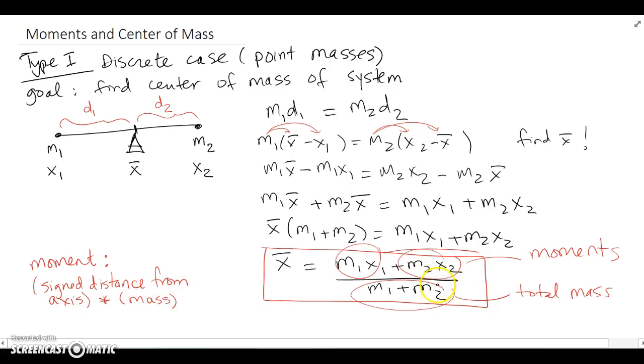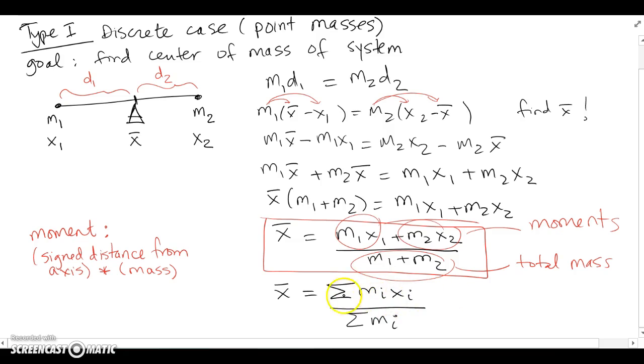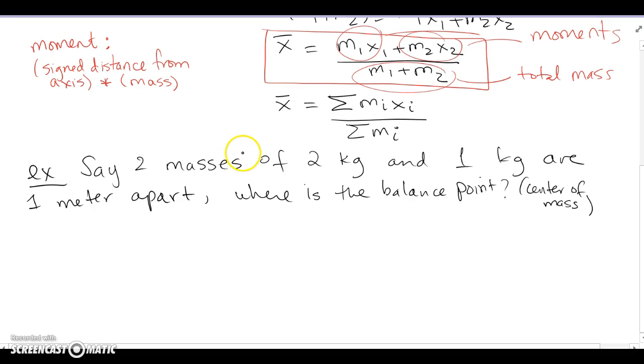So if we extend this to more items, not just two masses, we will end up with the sum of all the mixi in the numerator divided by the sum of all the masses in the denominator. So I don't necessarily have to have just two, I could have many masses. Let's look at an example quickly in this one dimension that we're dealing with, only with x's and nothing else.